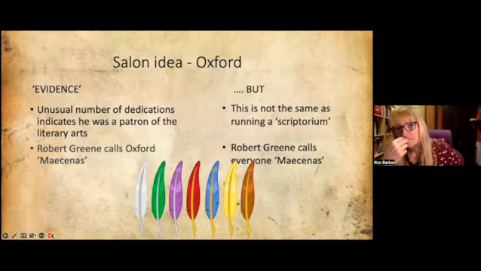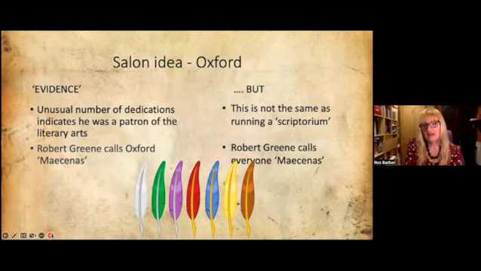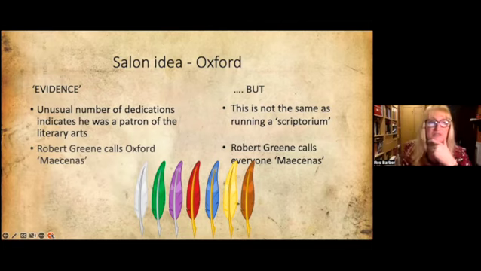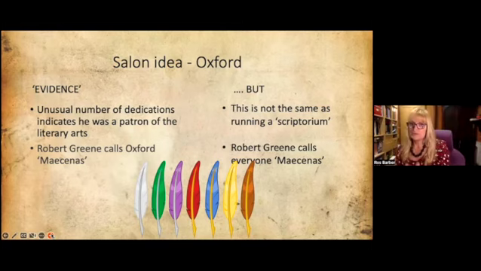I want to talk just briefly, because originally this talk was planned to go alongside some other talks. The idea, with both Oxford and with the Countess of Pembroke, that there was sort of a salon or some kind of circle of writers that was organised by those candidates, which kind of allows for other hands. It seems to me it's a little bit more of a collaboration than a co-authorship thing? Maybe. The evidence: there are an unusual number of dedications to Oxford at the time, which indicates he was a patron of the literary arts. This is not the same as running a scriptorium, though, which is a term I sometimes see.